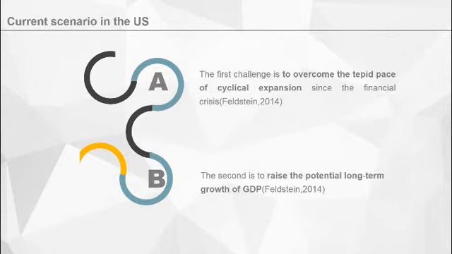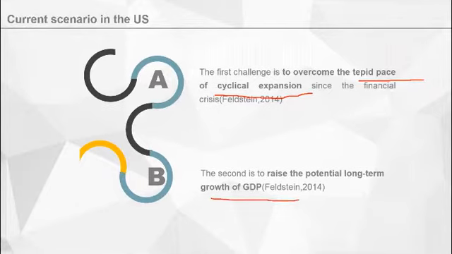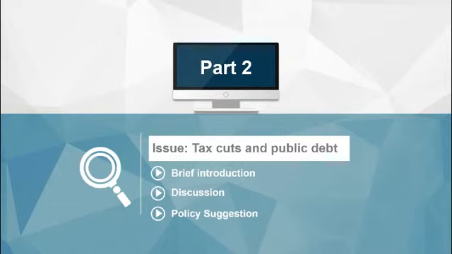So, based on the current scenario of the U.S., some researchers put forward that there are two challenges for the United States. The first one is to overcome the tepid pace of the cyclical expansion since the financial crisis, and the second one is to raise the potential long-term growth of the GDP. There are many issues in the United States, and I choose two issues. The first one is the tax cuts and the public debt.